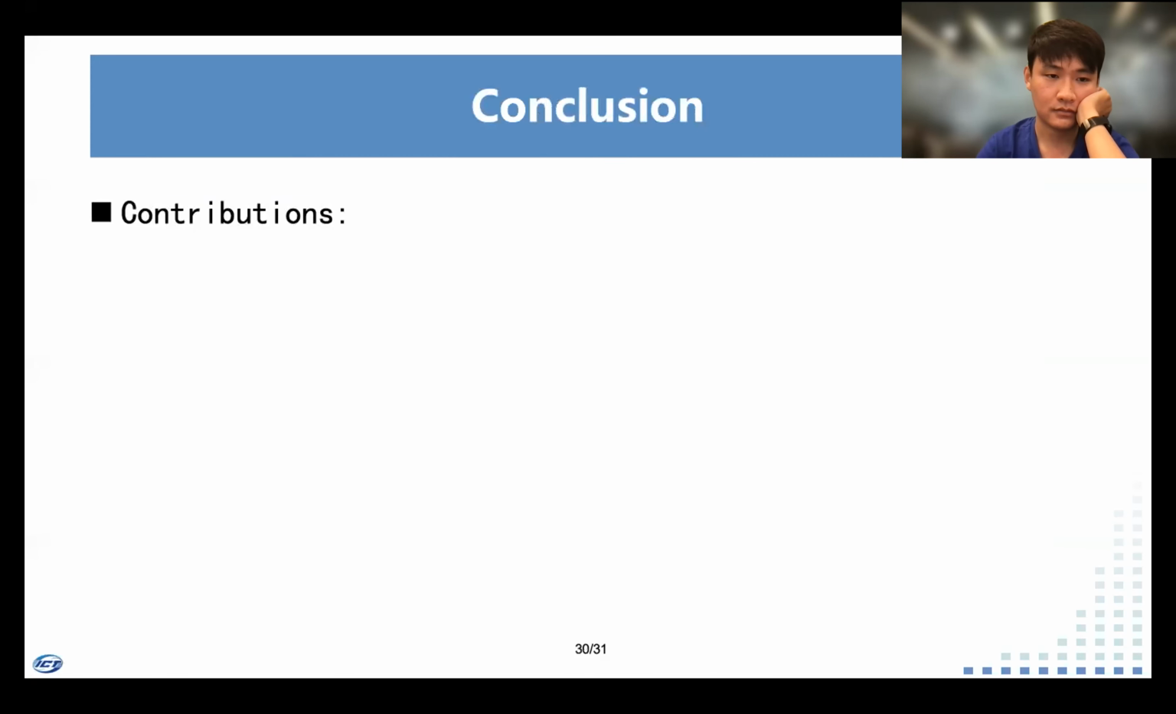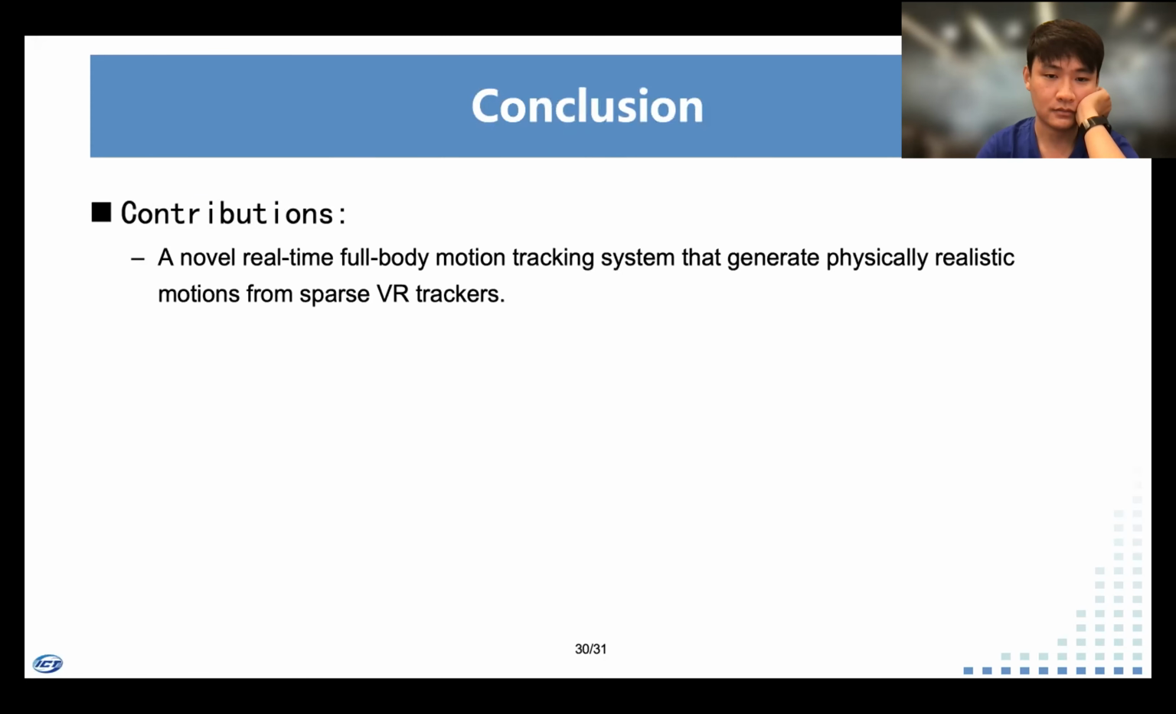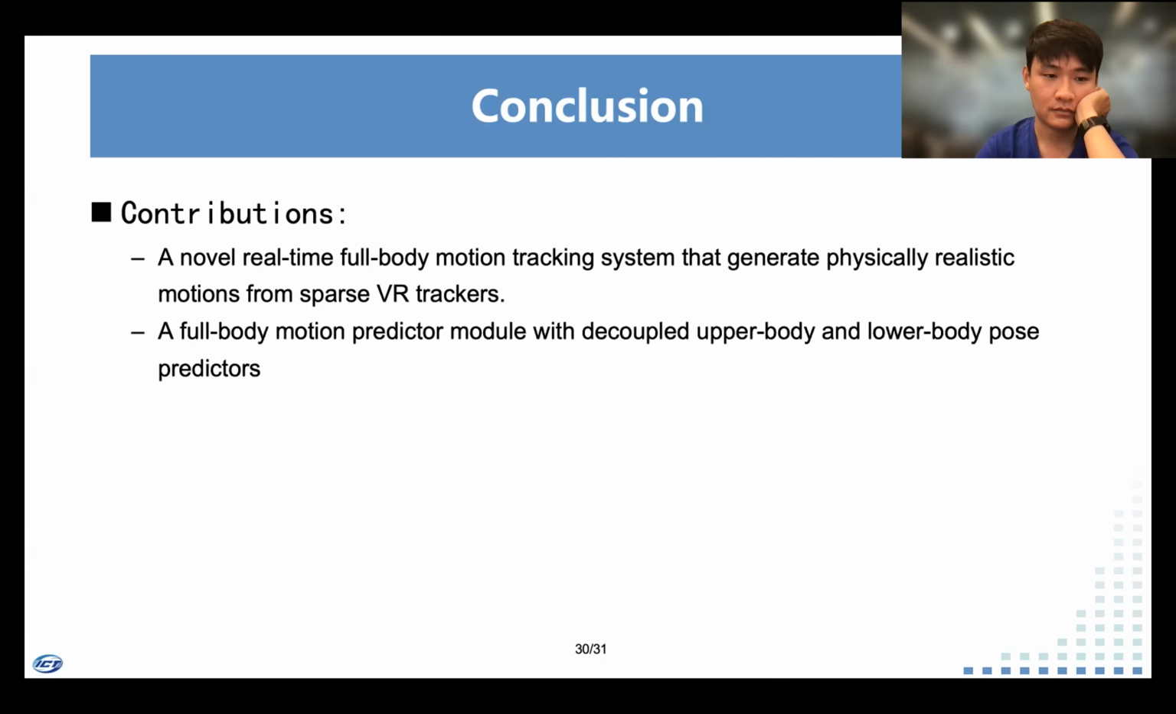We demonstrate two main contributions of our work. First, we build a novel real-time full-body motion tracking system that generates physically realistic motions from sparse VR trackers. Second, we develop a full-body motion predictor module with decoupled upper-body and lower-body pose predictors. We find this network architecture performs better than the baseline methods and is more robust with respect to unseen upper-body motions. However, our method still has several limitations.